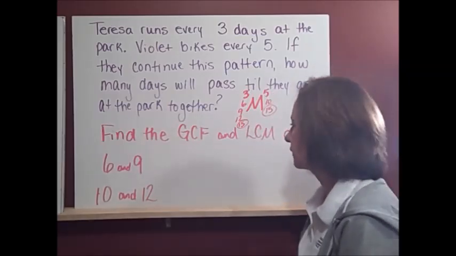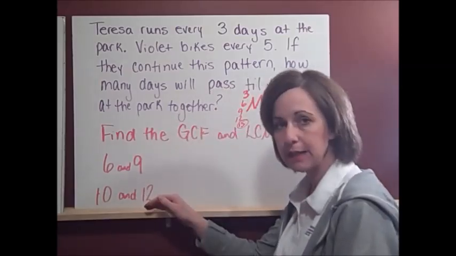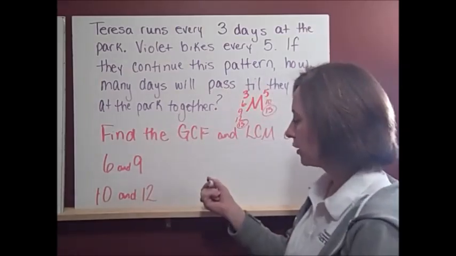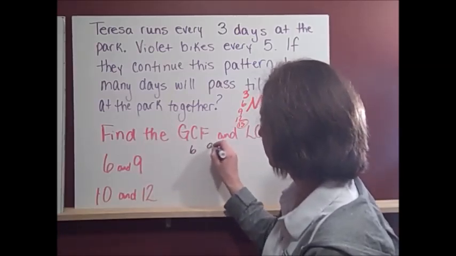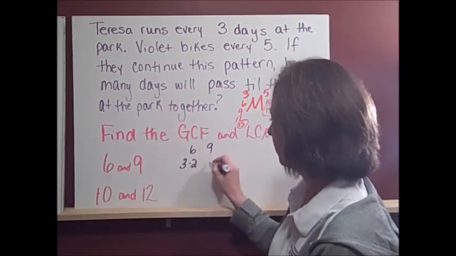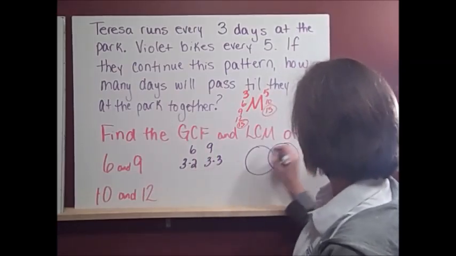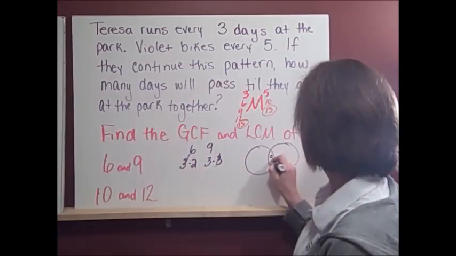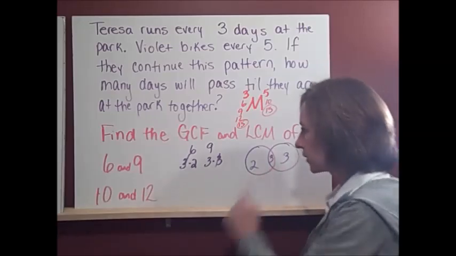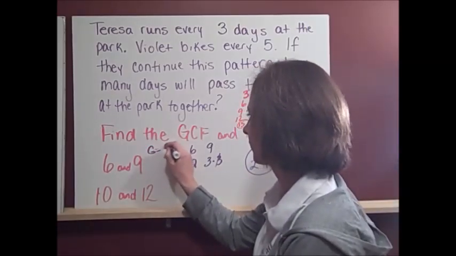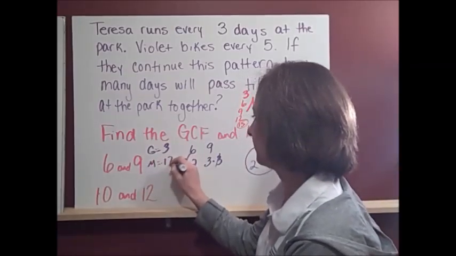Find the greatest common factor and least common multiple of these 2. So, whichever method you used, you could have done factor trees and then done Venn diagrams, or you could have just done factor trees for both of them and used a Venn diagram. When you did your 6, you ended up with a 3 and a 2. And when you did your 9, you ended up with a 3 and a 3. So you put them here. What they have in common is the 3. There's a leftover 2 and a leftover 3. The GCF is 3. And the multiple is 18.